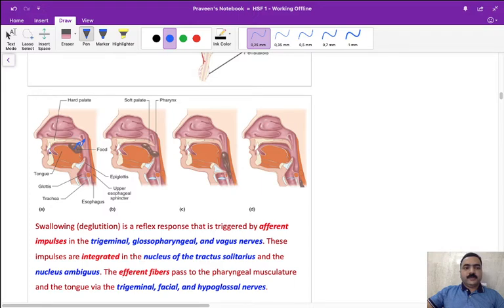Initially it is the hard palate, then there is the soft palate. When you push the bolus of food towards the pharynx, it begins the pharyngeal phase. The first thing that happens is the pushing of the soft palate upward so that the food does not go into the nasal cavity. So that is the first thing.